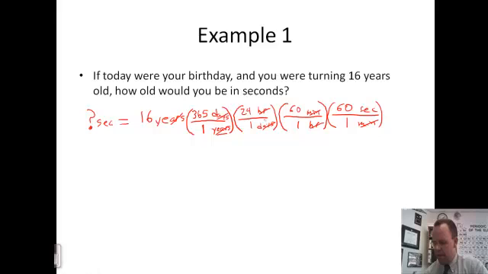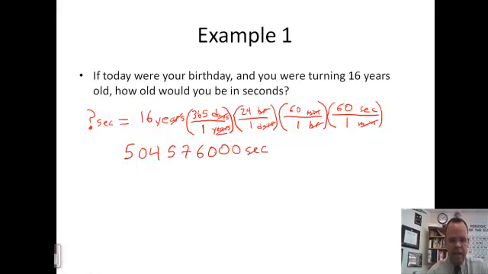So I'm going to take and multiply by everything on the top. So 16 times 365 times 24 times 60 times 60. When I do that, I get the number 504,576,000 seconds.